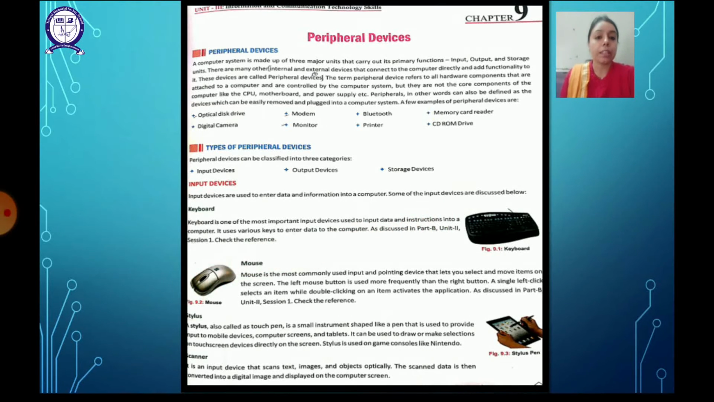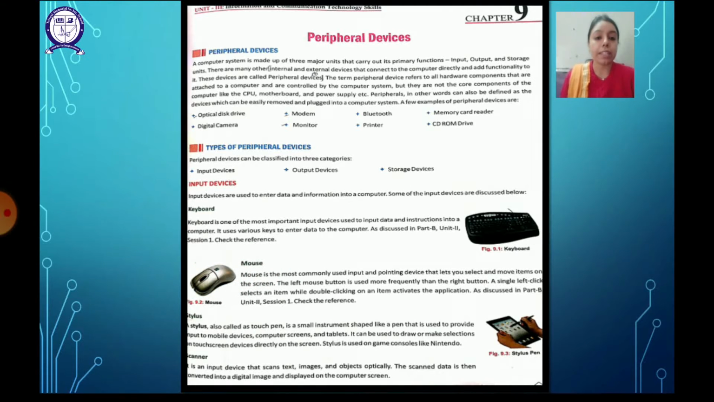Then we have the stylus. Stylus is basically used on a tablet or any device which has a touch screen, so that a particular app can be opened and it can be used on computer screens or tablet. It can be used to make selections or touch any app or draw directly on the screen. See, this stylus is like a touch pen.